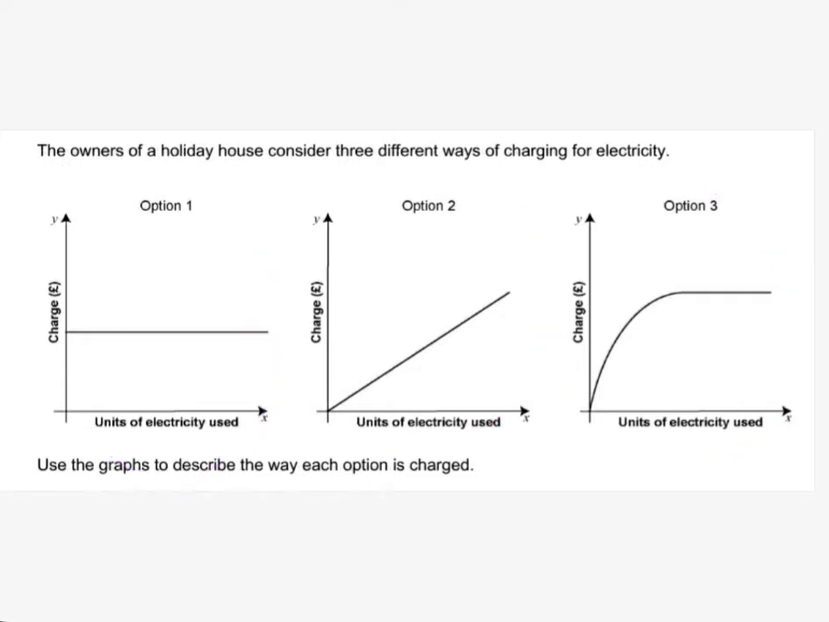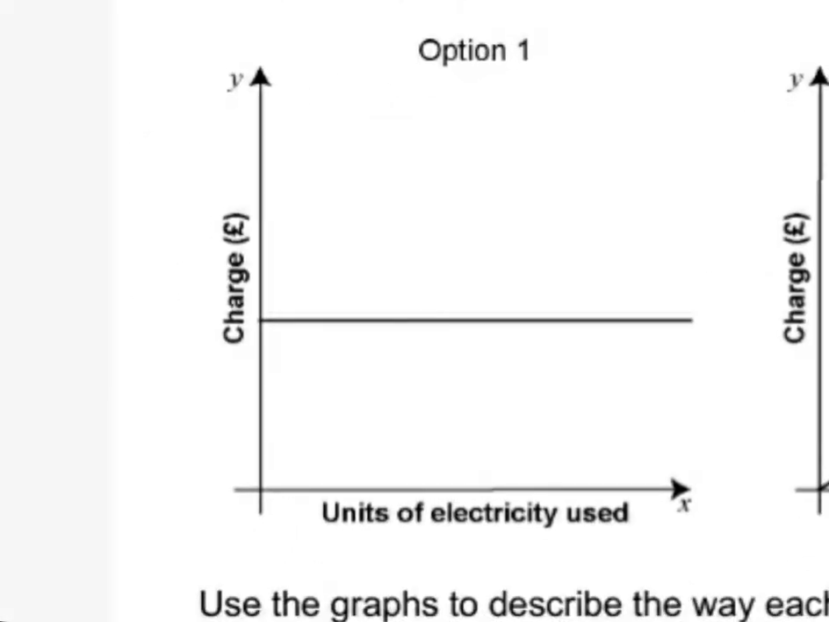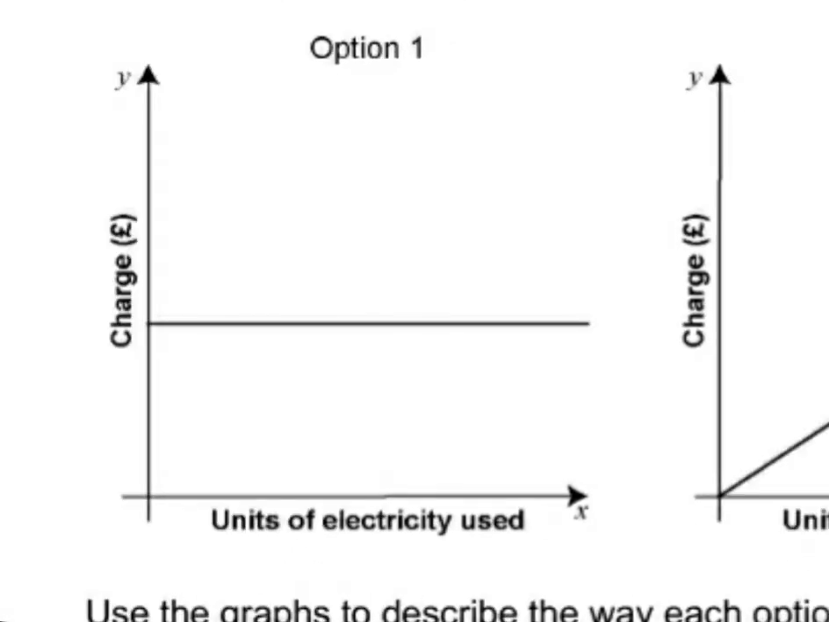In the holiday houses, you spend some electricity, so you have to pay money for that. Now, we have three options for that. You're going to use the graphs to describe the way each option is charged. Now, we're going to describe what's happening in each graph. Let's take a look at graph number 1, or option number 1.